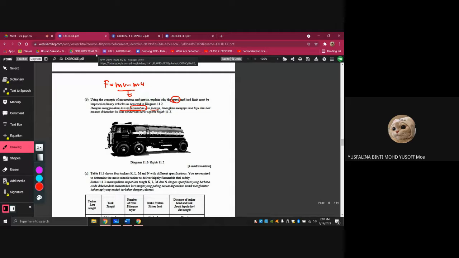And then for inertia, you can use the concept of inertia here. Inertia depends on mass, so the higher the mass, the higher the inertia. It means it will take more time to stop. That's why we should have the speed and also the load limit. So how do you want to explain this? Because this one is 4 marks, so 4 points.